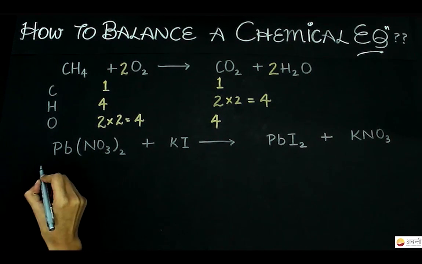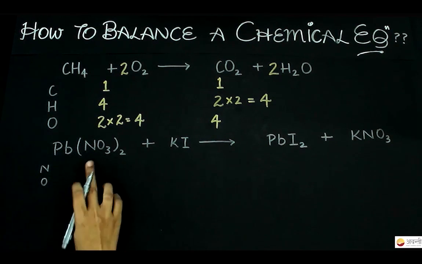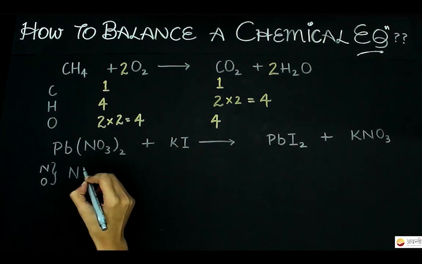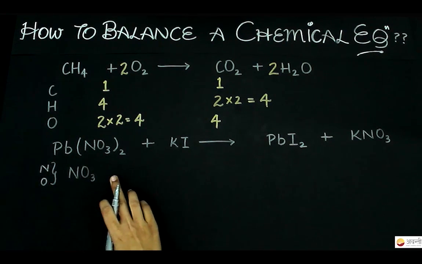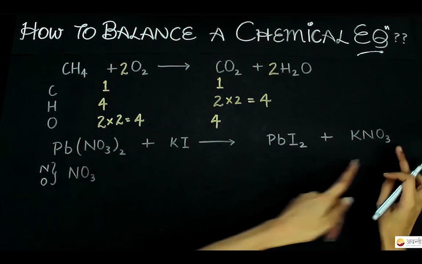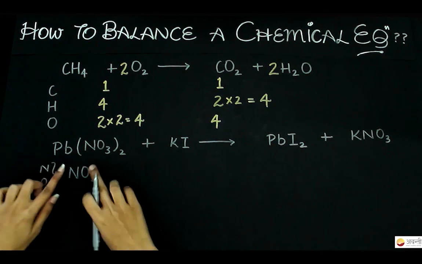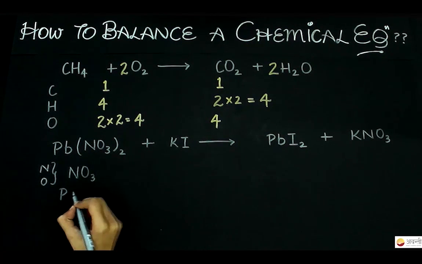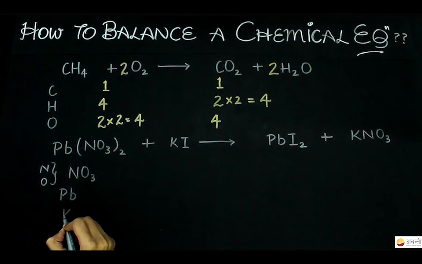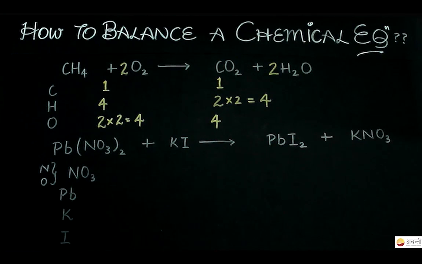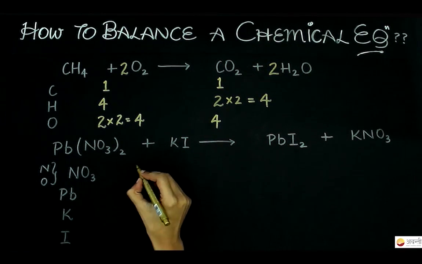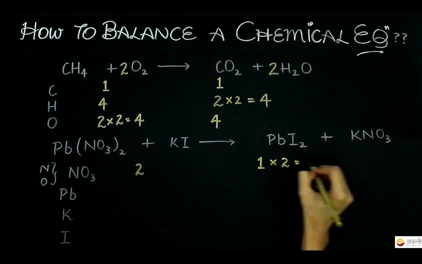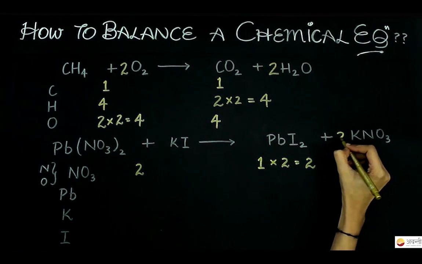Now in such a case, I can balance nitrogen and oxygen separately. But whenever I have the same polyatomic species on both sides of the equation, it is advisable to consider that species as one unit. Hence, here I will take nitrate as one unit and balance it separately. And after which I balance lead, potassium and iodide. So now if you see, on the left hand side I have 2 NO3, whereas on the right hand side I have only 1. And to balance this, I change the coefficient here.